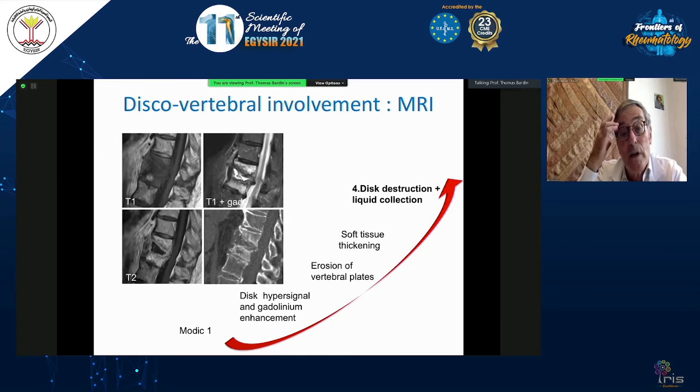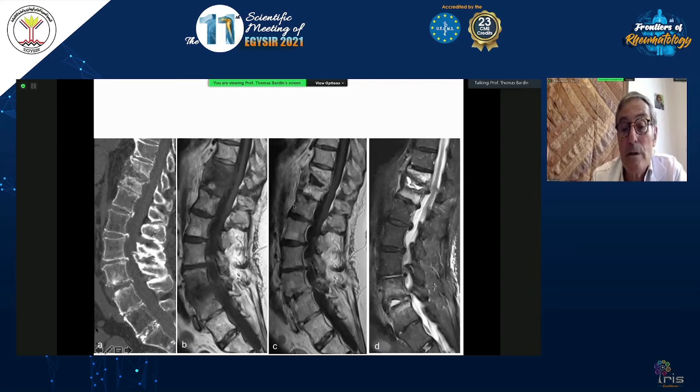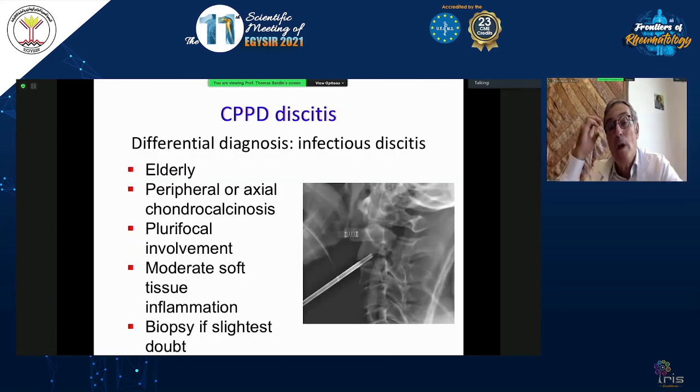And this is stage 4, the last ultimate stage, in which you have a disc destruction and cavitation with liquid collection. And this is, of course, very bothering. This is another patient who has this same stage 4, and you see that it has it on 2 sides, so it can be multiple.